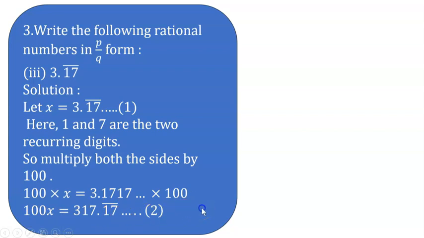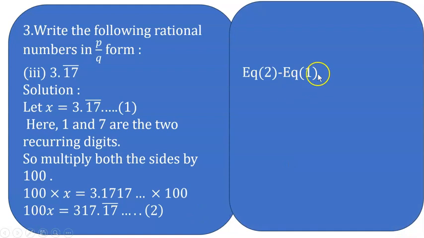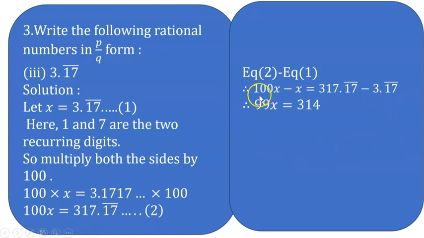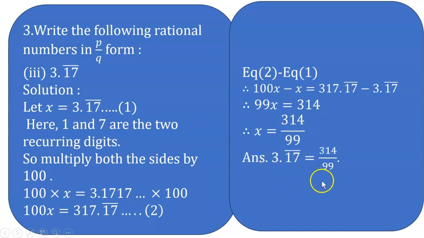This is expression number 2. Next, equation 2 minus equation 1 means what? 100x minus x. You will get here 99x, and 317.17 with a bar minus 3.17 with a bar. Their subtraction is 314, and therefore x is equal to 314 upon 99. Okay, and hence 3.17 with a bar is equal to 314 upon 99.